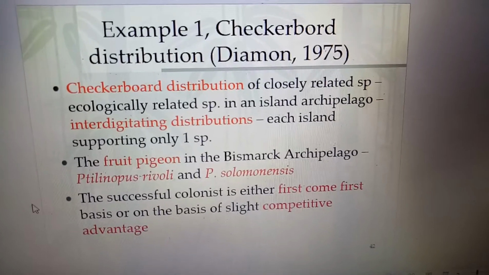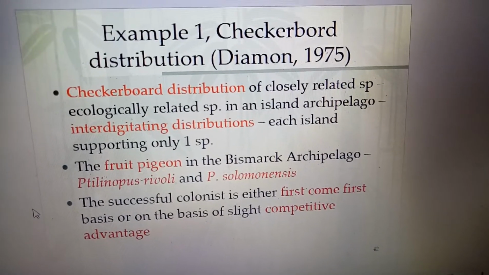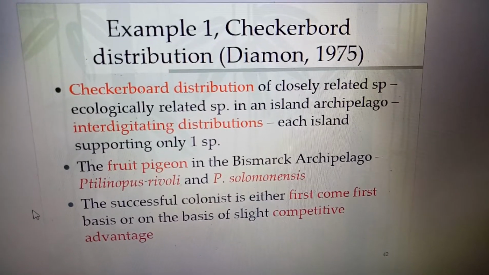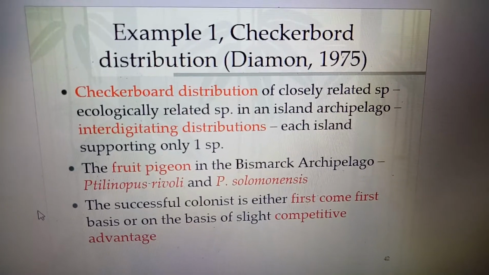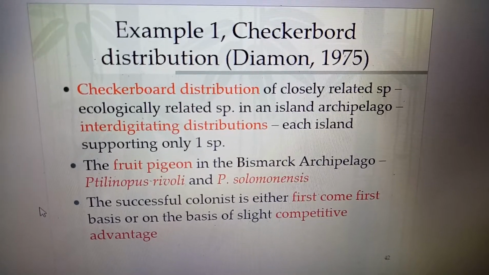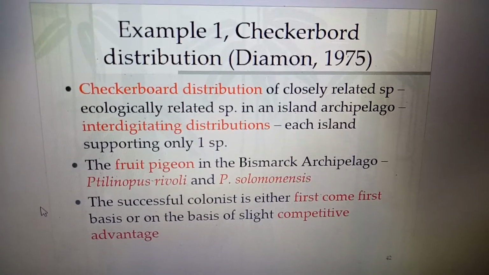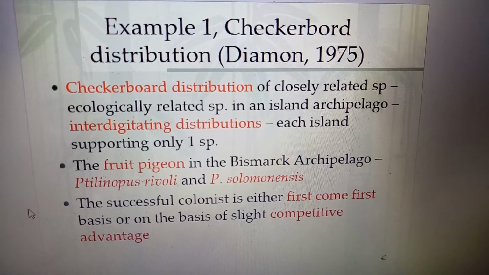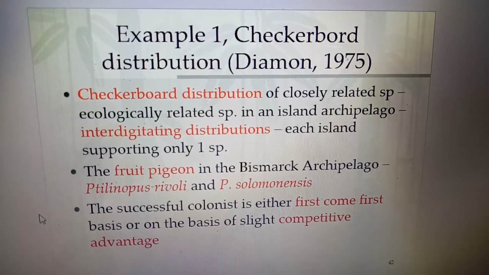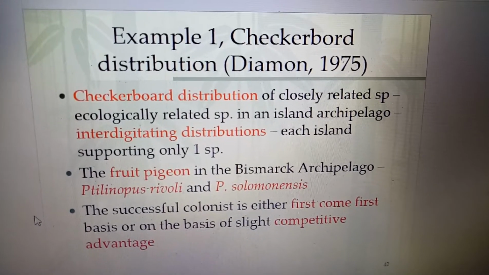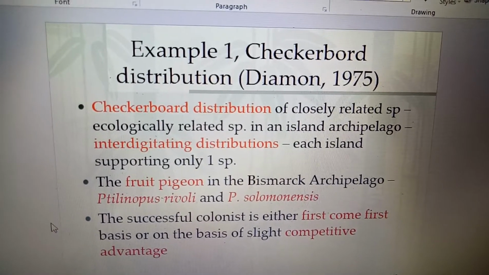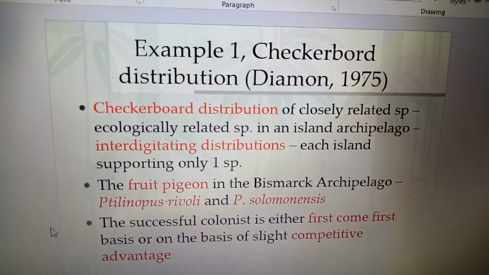Example number 1, checkerboard distribution, Diamond 1975. Checkerboard distribution of closely related, ecologically related species in an island archipelago. The distributions interdigitate, each island supporting only one species. The fruit pigeons of the Bismarck archipelago, Ptilinopus rivoli and P. solomonensis. The successful colonist is determined either on a first-come basis or on the basis of slight competitive advantage.